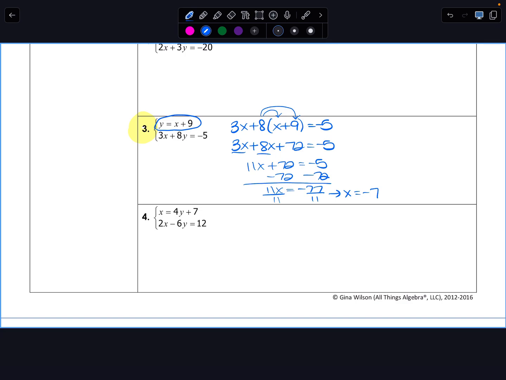So once I get x equals negative 7, I can plug it into either one of the equations. It is easier for me to plug it into the top equation than it is for me to plug it into the bottom equation. So I get y is equal to a positive 2. So I get negative 7 comma 2.